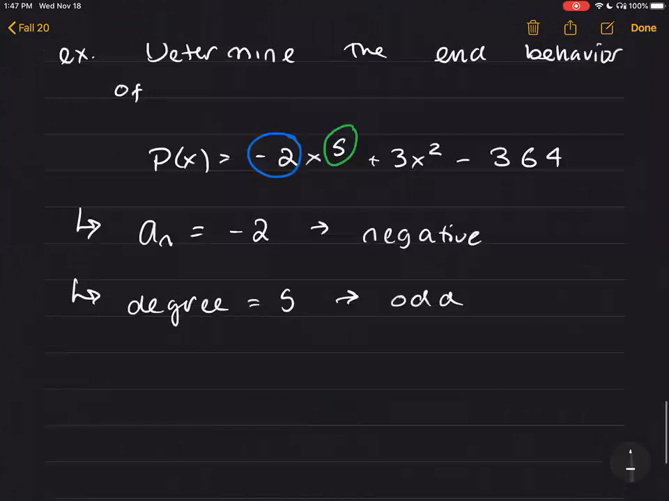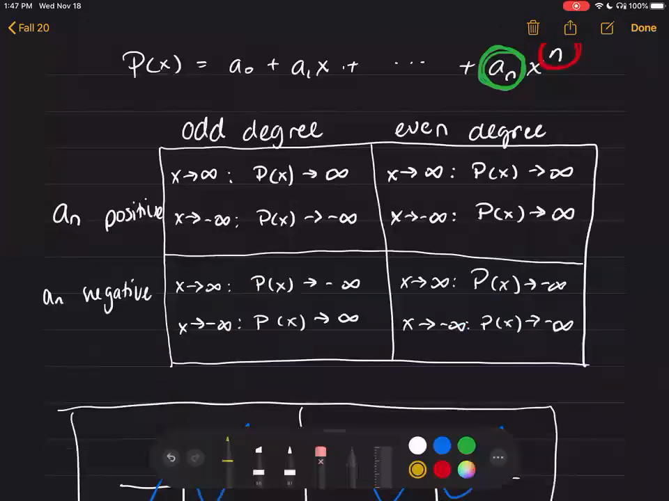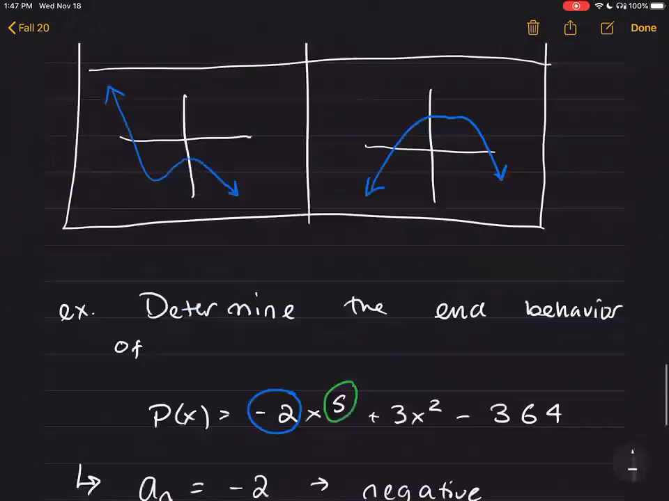So if we look at the end behavior, as x goes to infinity, we just go back to our chart. And so we've got negative leading coefficient, odd degree. So we've got this case right here. And so as x goes to infinity, the polynomial goes to negative infinity.